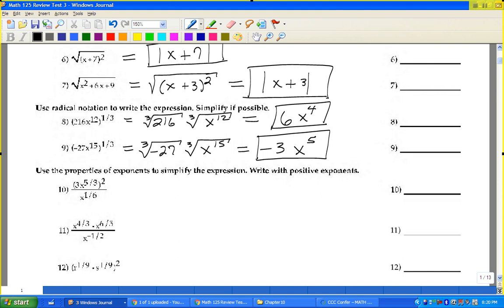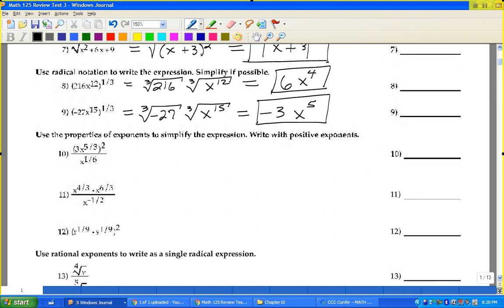Use the properties of exponents to simplify the expression. Write with positive exponents. Okay, and so let's first raise everything inside the parentheses to the power 2. So this is equal to 9 x to the 5/3 squared. Well, 2 times 5 is 10 thirds, over x to the 1/6.